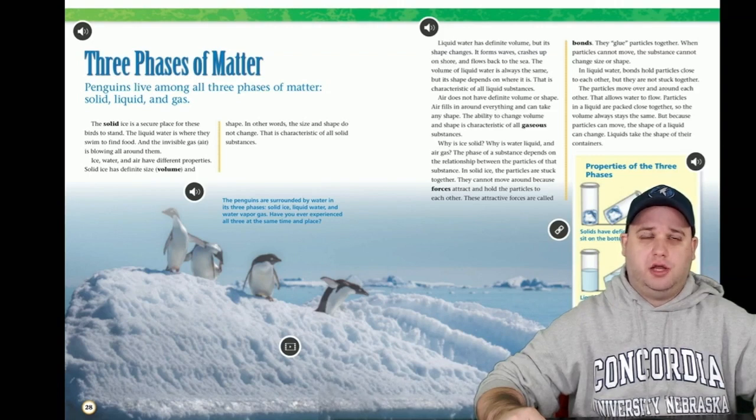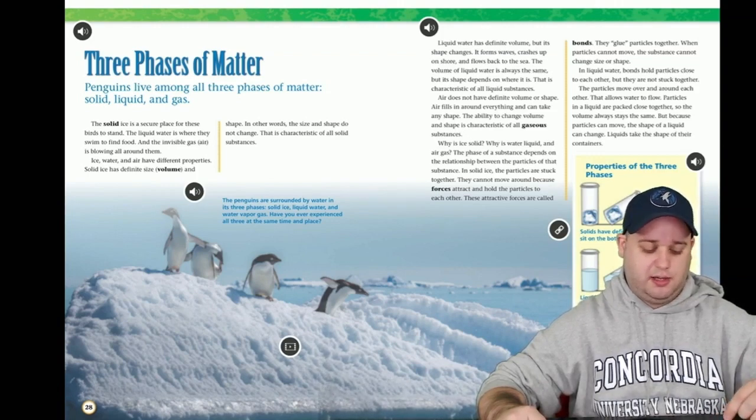The article is called Three Phases of Matter. We're going to do a read along and think about and discuss some things here. So let's go ahead and take a look. Again, I'm on page 28.